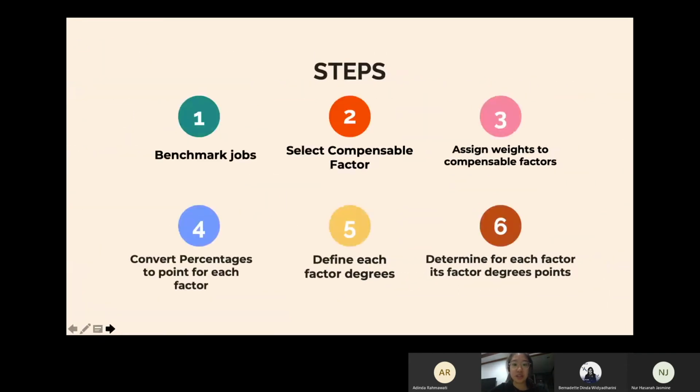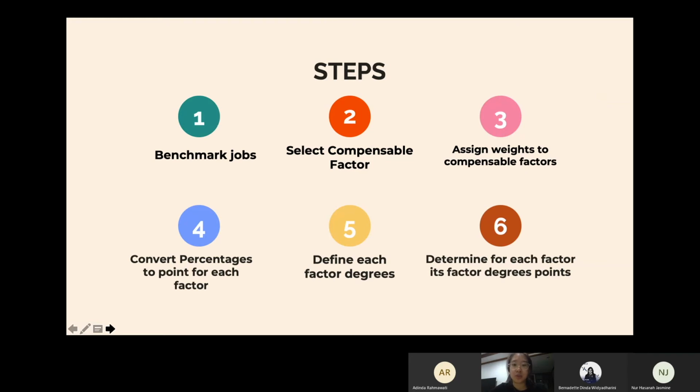So there are 16 steps in creating a market competitive pay plan. The first one is choosing benchmark jobs. Particularly when an employer has dozens or hundreds of different jobs, it is impractical and unnecessary to evaluate each of them separately. So we need to benchmark each of the jobs first.